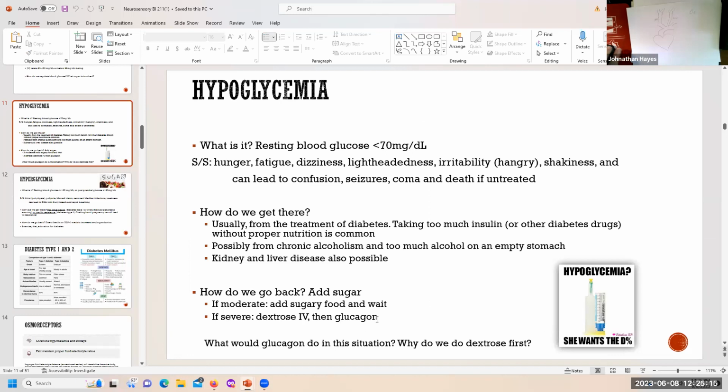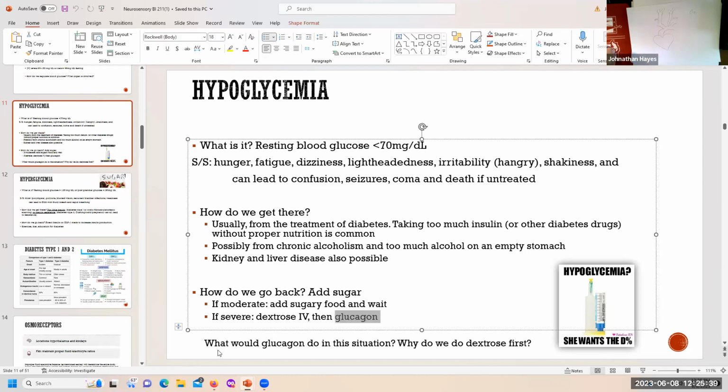Right? So I thought this little sign was freaking hilarious. It says she wants the D%, you know? So they're actually talking about D5, dextrose 5%, is what they're usually talking about. And it's literally, you're giving them sugar, giving sugar to their body. After that, maybe you want to give them some glucagon, right?